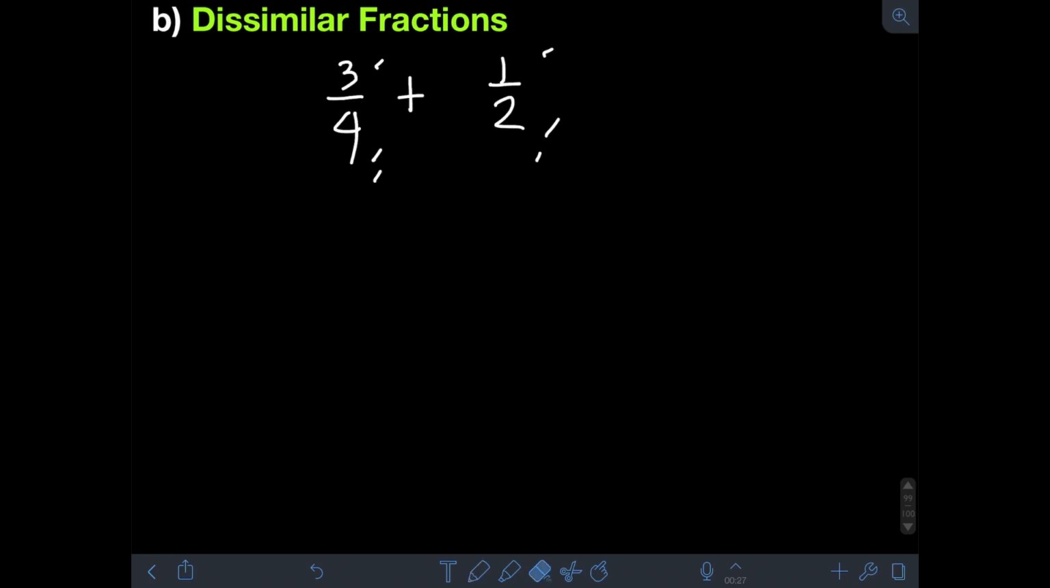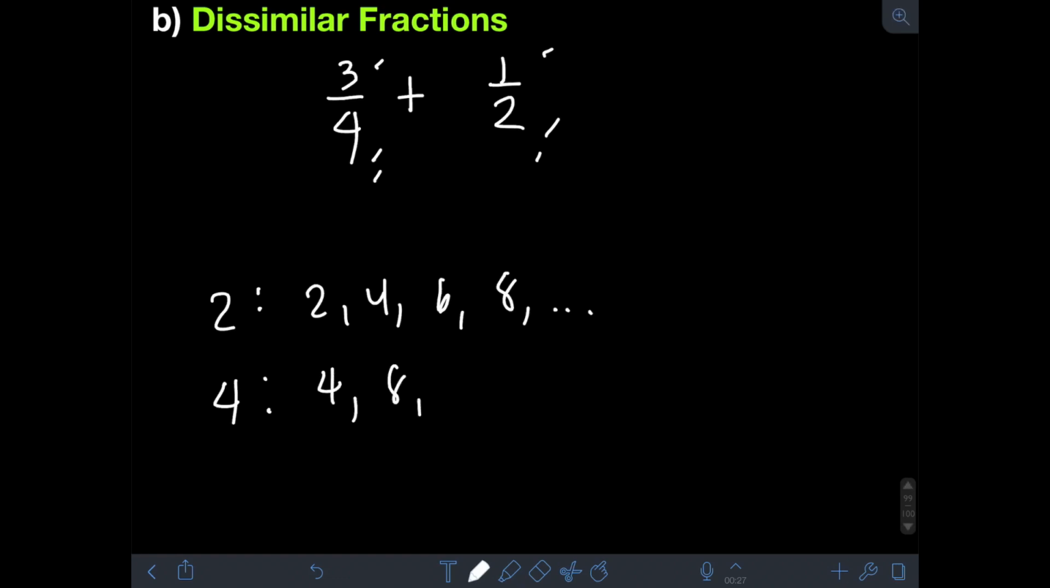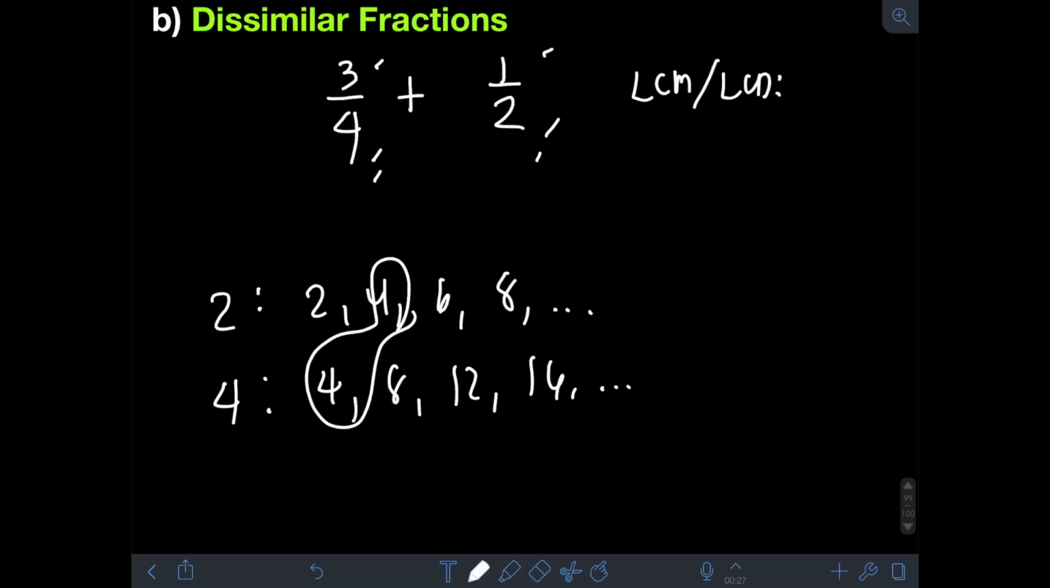Okay? So if we try to find first the LCM of the denominators 4 and 2, let's list the multiples of 2 and 4. For 2, we have the multiples 2, 4, 6, 8, and so on. For 4, we have the multiples 4, 8, 12, 16, and so on. As we can see here, the least common multiple that appears is 4. Therefore, the LCM or the LCD will be 4.